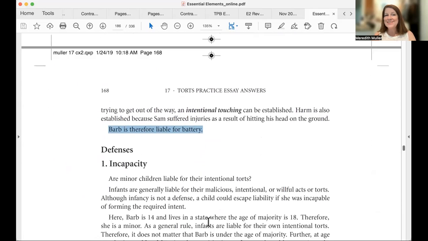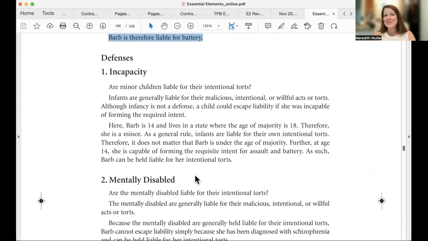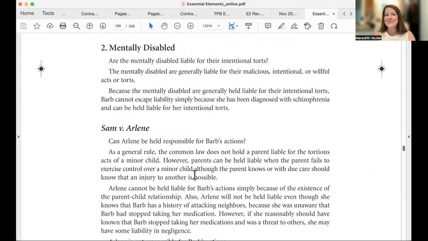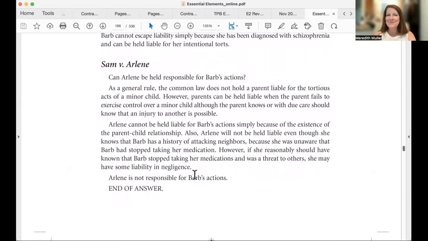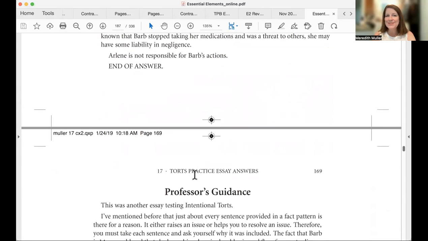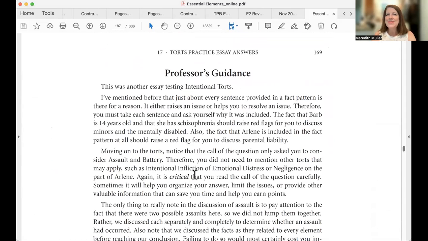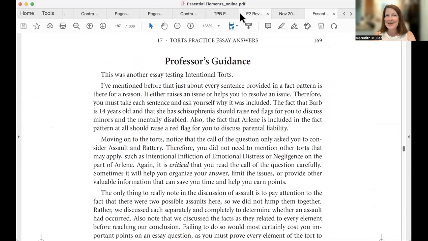Got to worry about defenses. We might have incapacity here. She's 14. She's mentally disabled. We've got tort maybe, hold her mother responsible for those actions, etc. But that is basically how you analyze a battery essay.